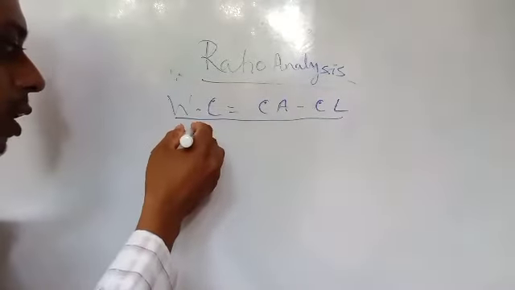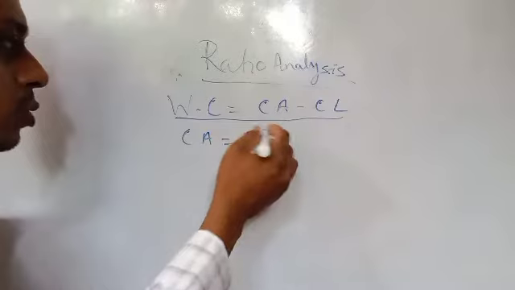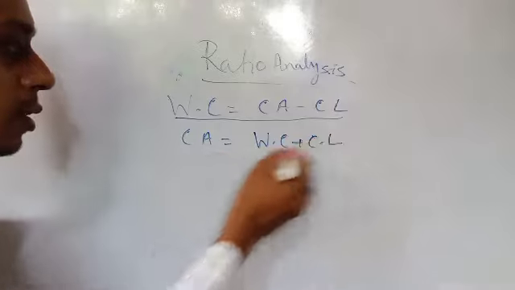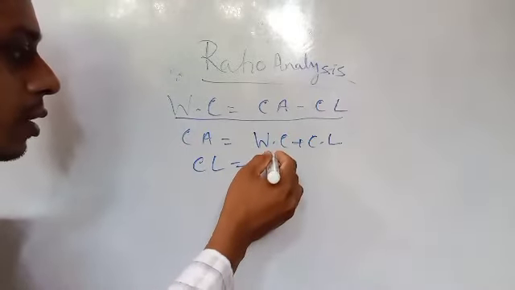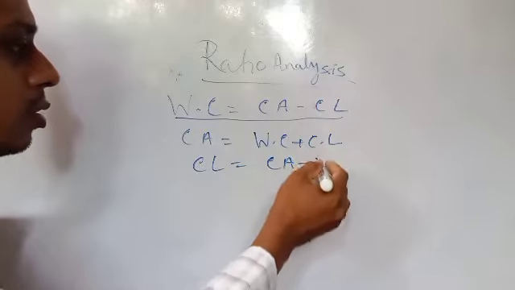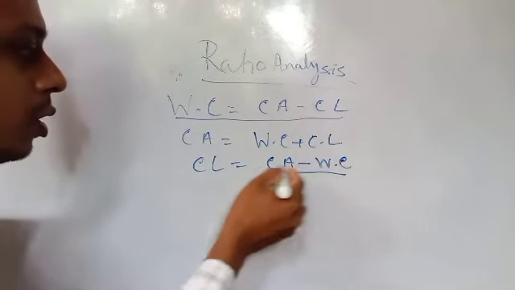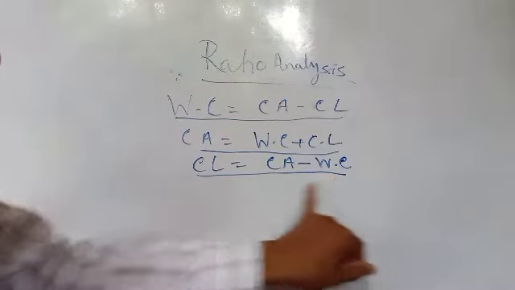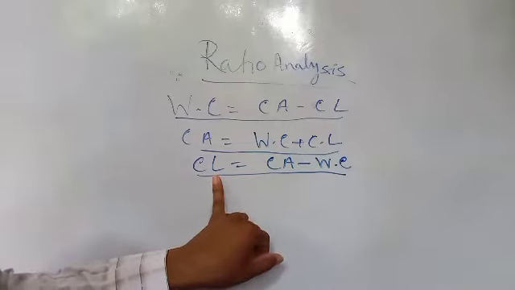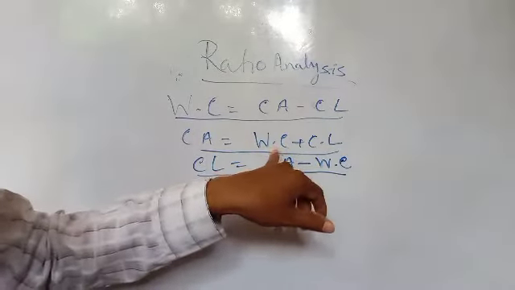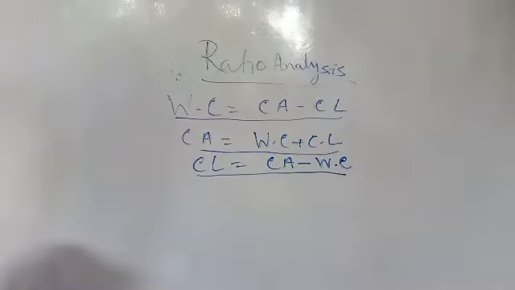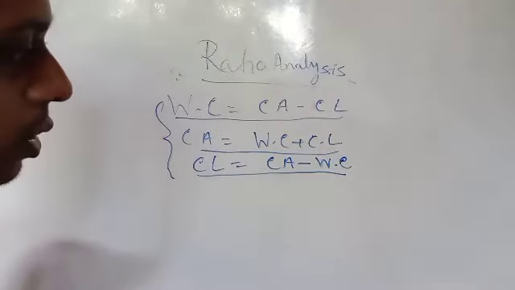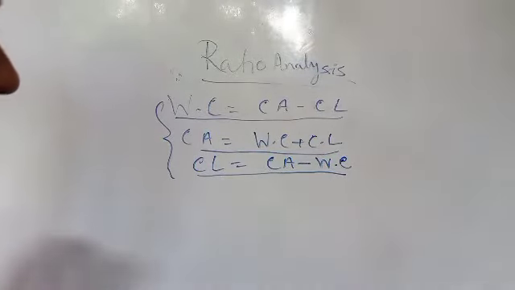Now from this formula we can write current asset equal to working capital plus current liability, and current liability equal to current asset minus working capital. So directly, if current asset and working capital are given, then current liability we can find out. And if working capital and current liability are given, then easily we can find out the current asset. So these are the formulas that you have to use to calculate different figures very quickly.